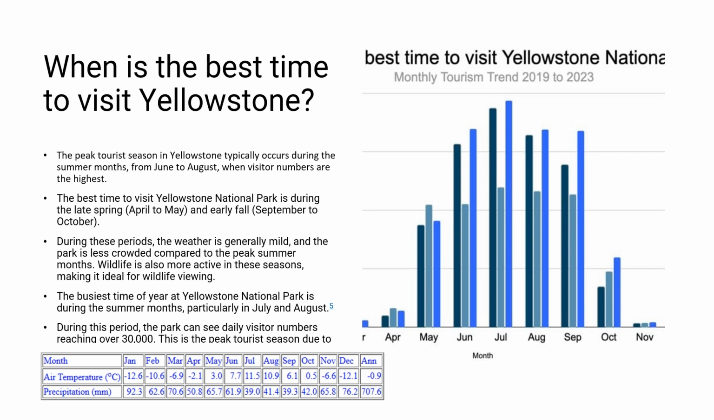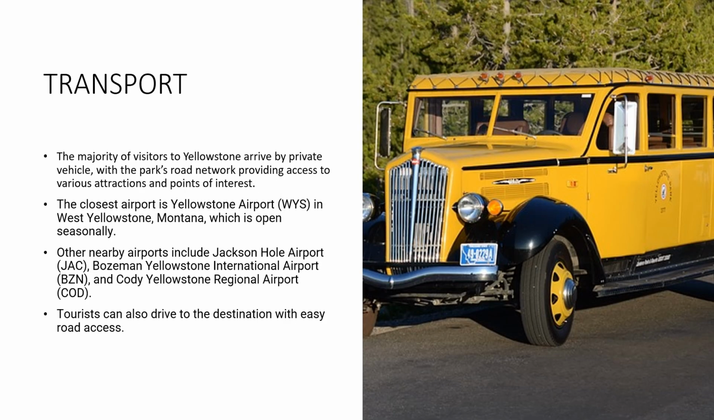During this period, the weather is generally mild and the park is less crowded compared to the peak summer months. In terms of transportation, the majority of visitors to Yellowstone arrive by private vehicle, with the park's road network providing access to various attractions and points of interest.